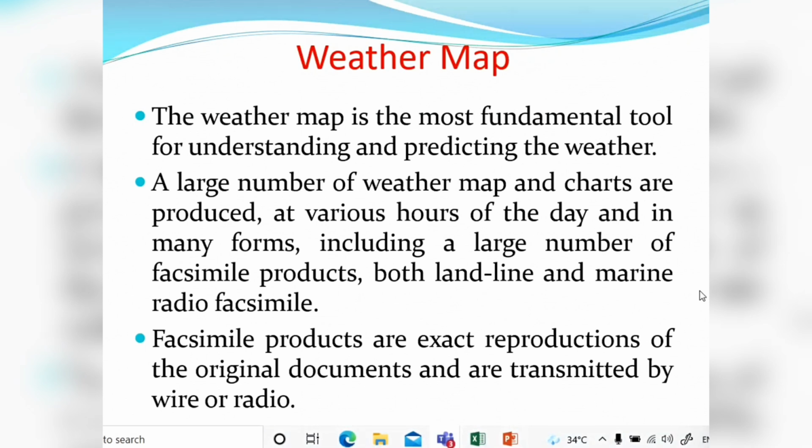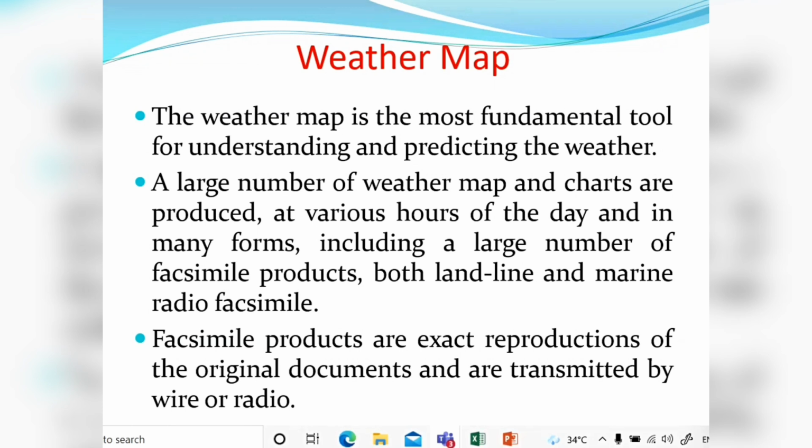A weather map is basically the most fundamental tool for understanding and predicting the weather. Meteorologists who are sitting far away have compiled data from a lot of different sources. So he is trying to give it to you on this map for you to take action. A large number of weather maps and charts are produced at various hours of the day and in many forms, including a large number of facsimile products, both landline and marine radio facsimile.